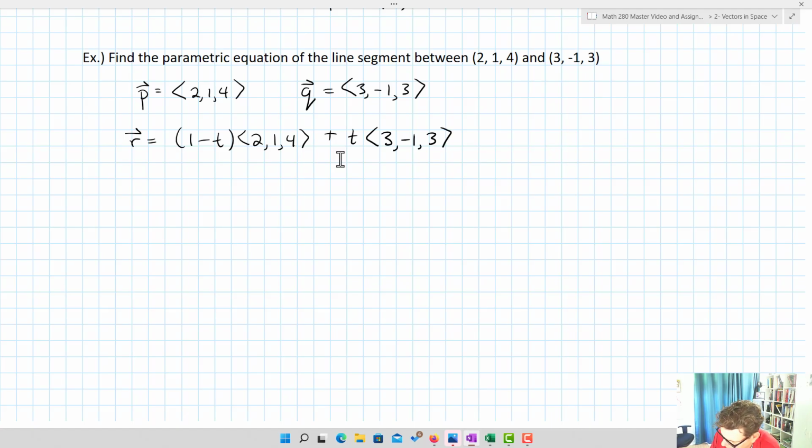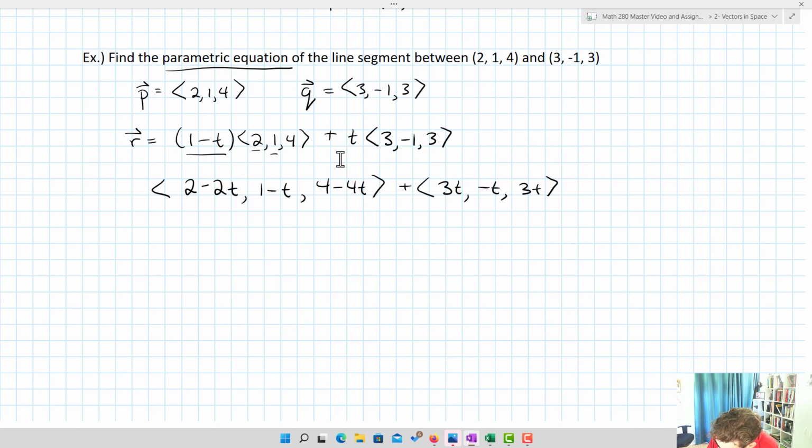And then I'm just going to do some simplification because I need parametric equations. So this is going to give me 2 minus 2t, 1 minus t. All I'm doing is multiplying 1 minus t times each component. 1 minus t, comma, 4 minus 4t, plus, and then this will be 3t, negative t, 3t. And then I can just combine all of these. So R will again equal 2 minus 2t plus 3t, so this is going to be 2 minus t, 1 minus t minus t, which is 1 minus 2t, and then 4 minus 4t plus 3t, and that's going to end up being 4 minus t.